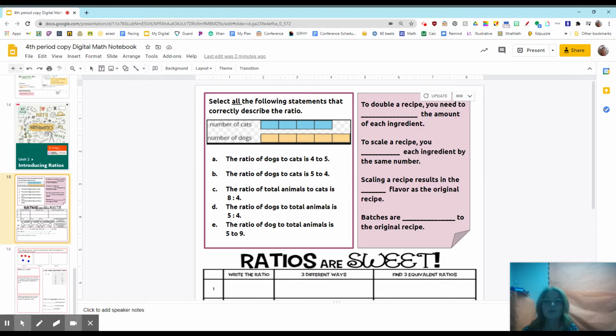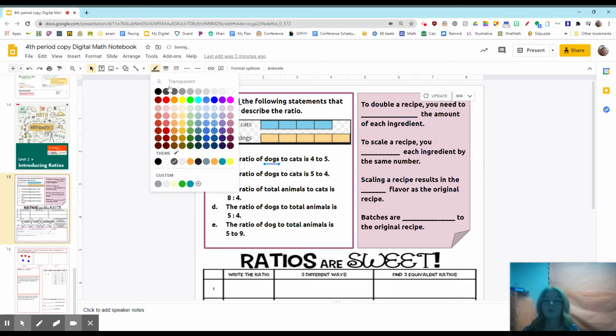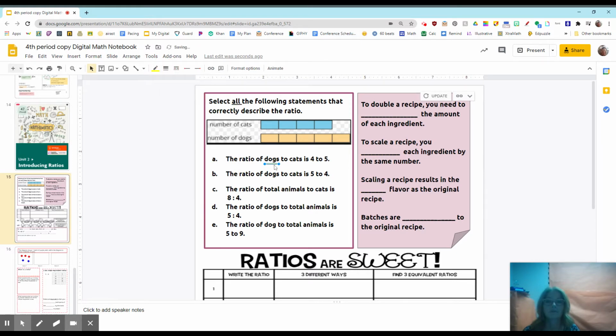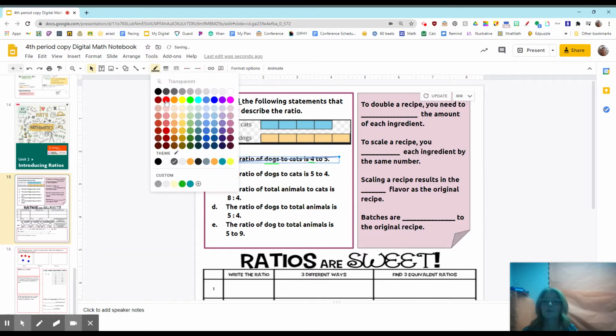In order for that to be a true statement, dogs, which is the first word, must match the first number. I don't like yellow. I shouldn't have done yellow. Let's do a color we can see. Green and green. So if dogs is the first word, the first number has to go with dogs. If you look at the picture, there are not 4 dogs, there are 5. So that is an incorrect statement. I like to cross out my incorrect statements. You do not have to.